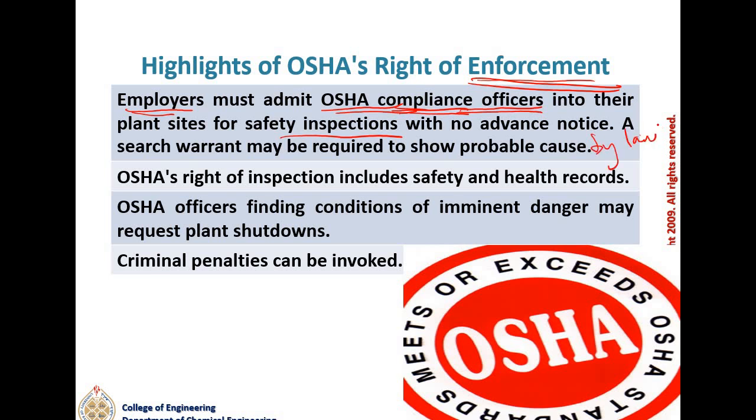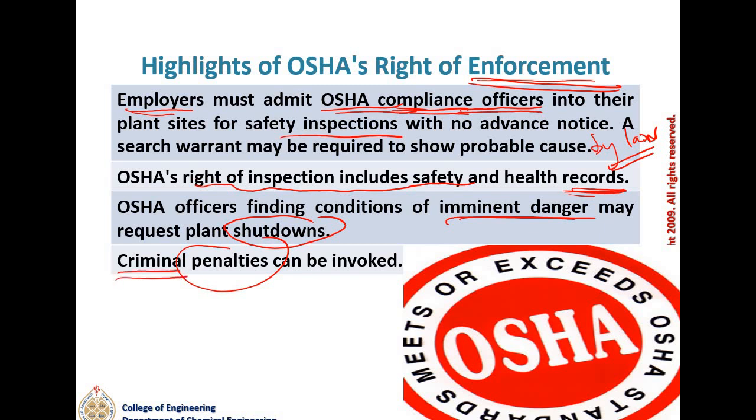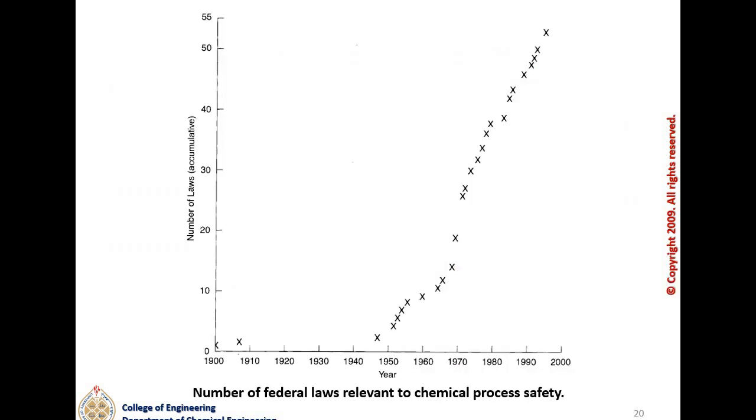So they just cannot say, no, you cannot enter my industry, you're not allowed to. No, there's a right of inspection, and they have the records, and they make sure if there's any danger, and if there's danger, they have the right to shut down the plant. So penalties can be invoked, and not only that, they could also raise that to criminal penalties causing the death of organisms or human beings. So imagine how OSHA has the right of enforcement and pushes so hard.